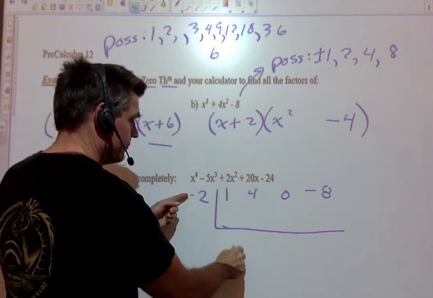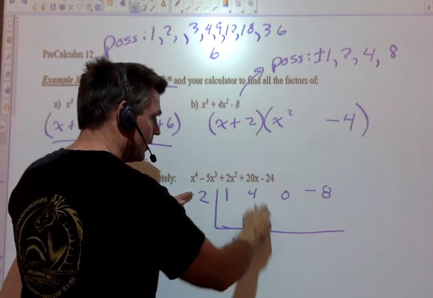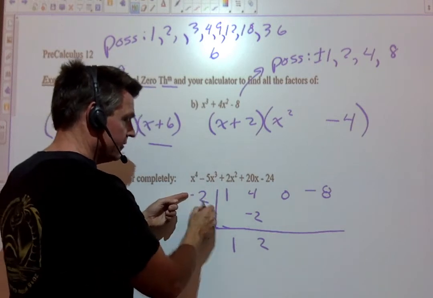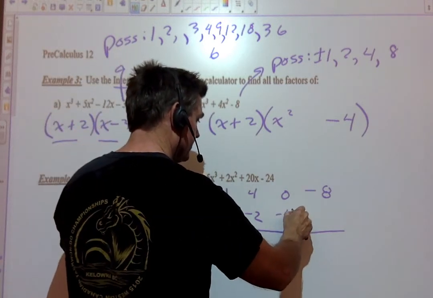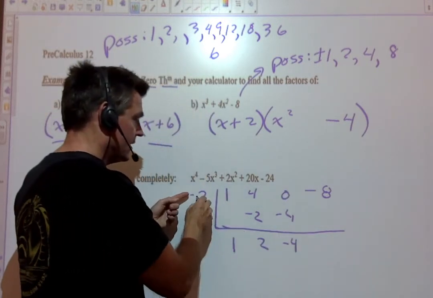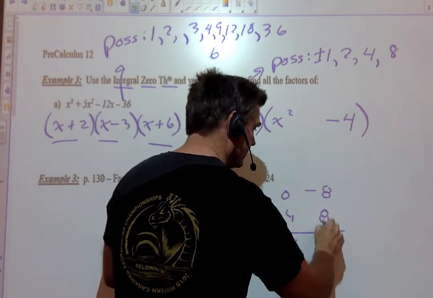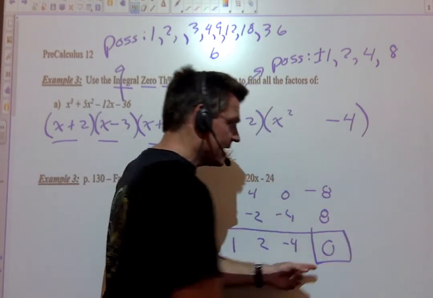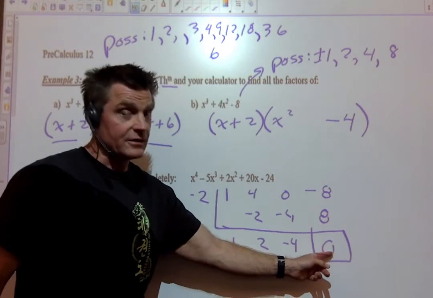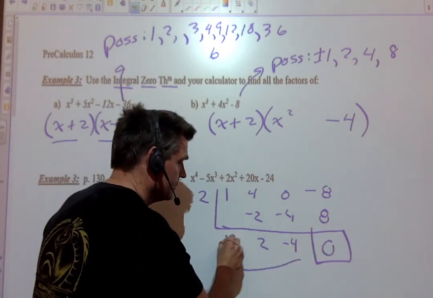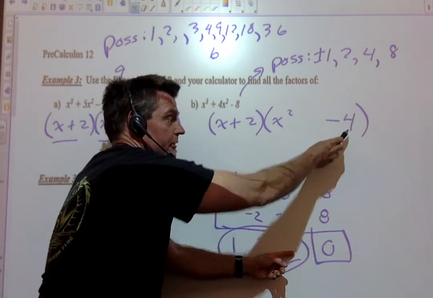Minus 2. Bring it down. 1. Minus 2, minus 2. Add them up. 2. Minus 2 times 2, minus 4. Add them up. Minus 4. Minus 2 times minus 4. Oh, there it goes. Now I've got it. So that's why this is super important. You know that's got to be 0. There's my quotient. Minus 4. Hey, I already knew that.